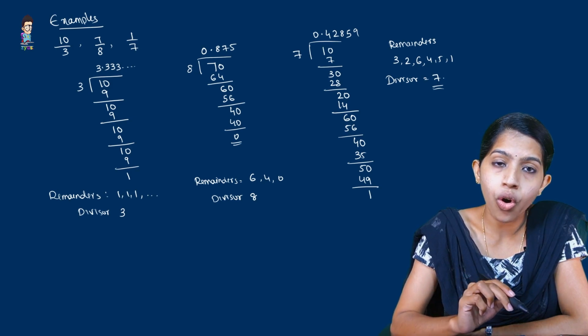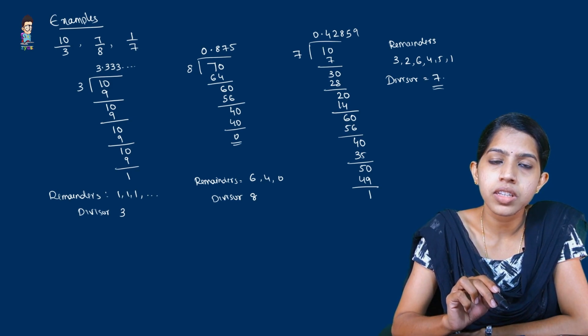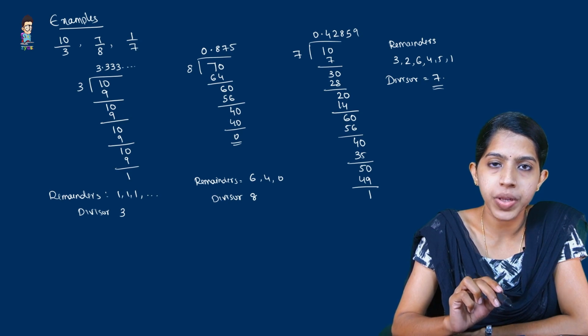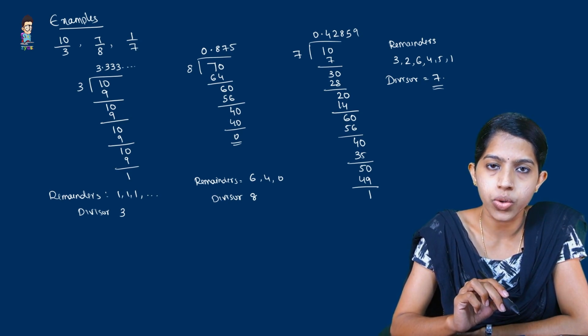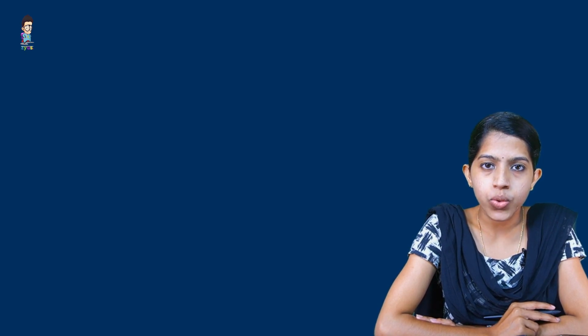Is this true only for these 3 rational numbers? No, this is true for every rational number of the form p by q, where p and q are integers and q not equal to 0. On dividing p by q, mainly 2 things happen. Either the remainder becomes 0 after a finite number of stages or it never becomes 0. That is, we will get a repeating string of remainders.